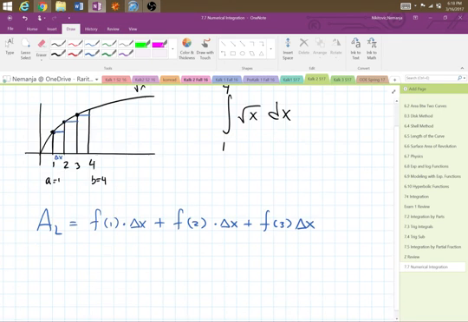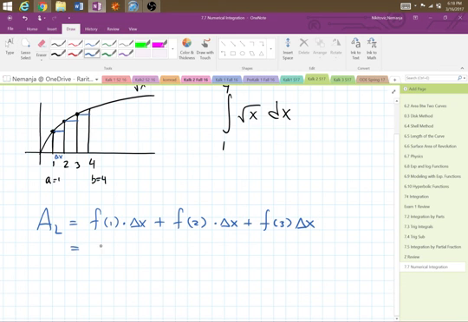And we can now compute these values. So we have square root of 1 times 1 plus square root of 2 times 1 plus square root of 3 times 1. There we go.